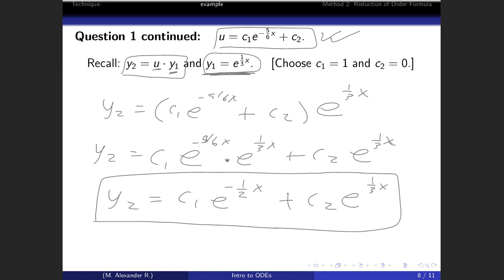So I'm going to say two comments here. So we're done with the question, but we have to interpret the information. The original question was asking you, what is the general solution to the differential equation? So we want to kind of delete this y2. This is the general solution, because this is a linear combination.